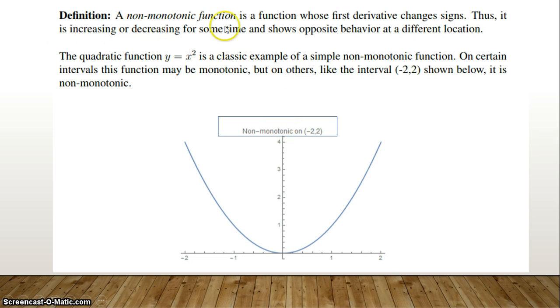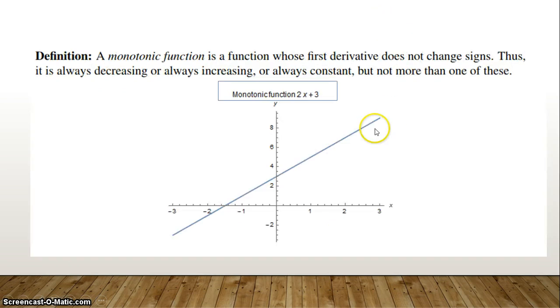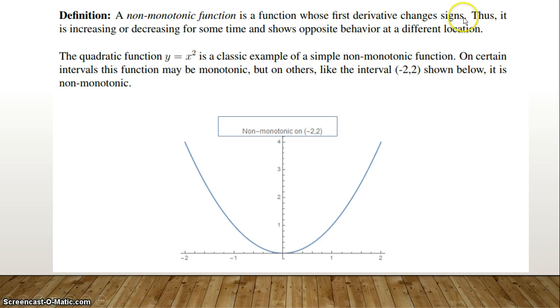Coming to a non-monotonic function, it is exactly the reverse. A non-monotonic function is one whose first derivative changes sign. So how will you identify it? Using the first derivative. In monotonic functions it doesn't change the sign, whereas in non-monotonic functions the first derivative changes the sign. Thus it is increasing or decreasing for some time and shows opposite behavior at a different location. That means it doesn't follow the input. If I take x as input and y as output, and the output follows the input, it is a monotonic function. If the output doesn't follow the input, it is called a non-monotonic function.